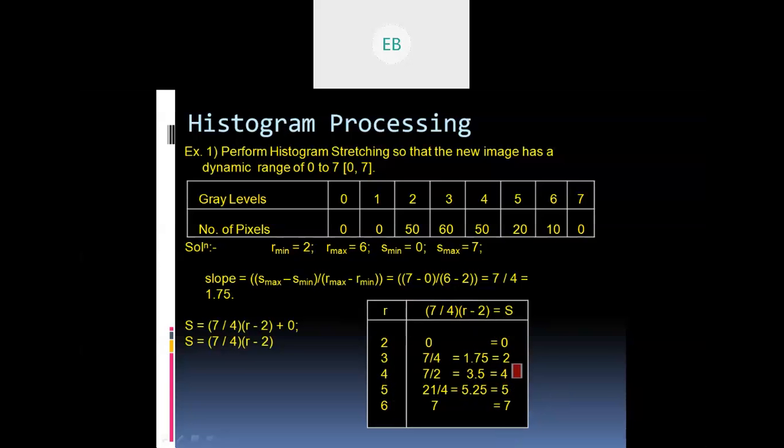So try to calculate this accordingly. You'll get these values, okay? And I'm rounding it off because we can't keep decimal numbers in a graph. So I'm just rounding it off, okay? So did you calculate this?